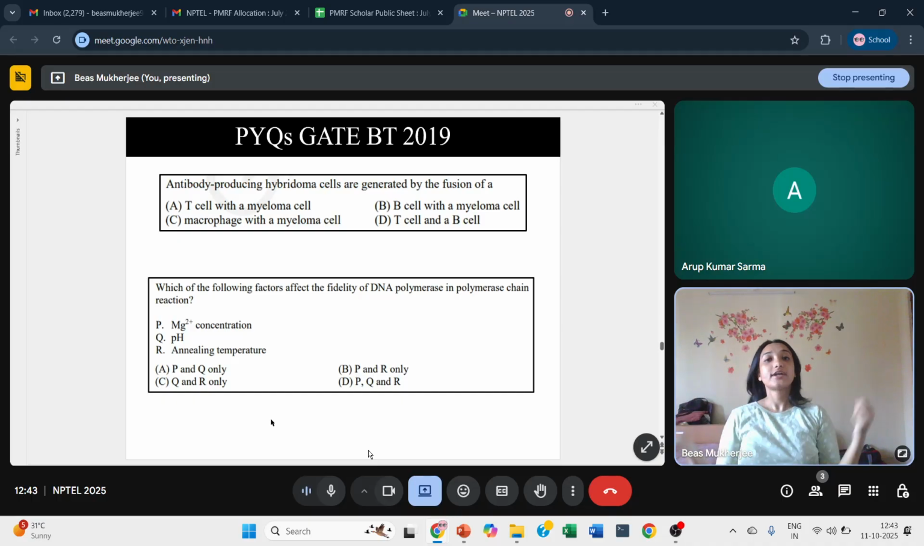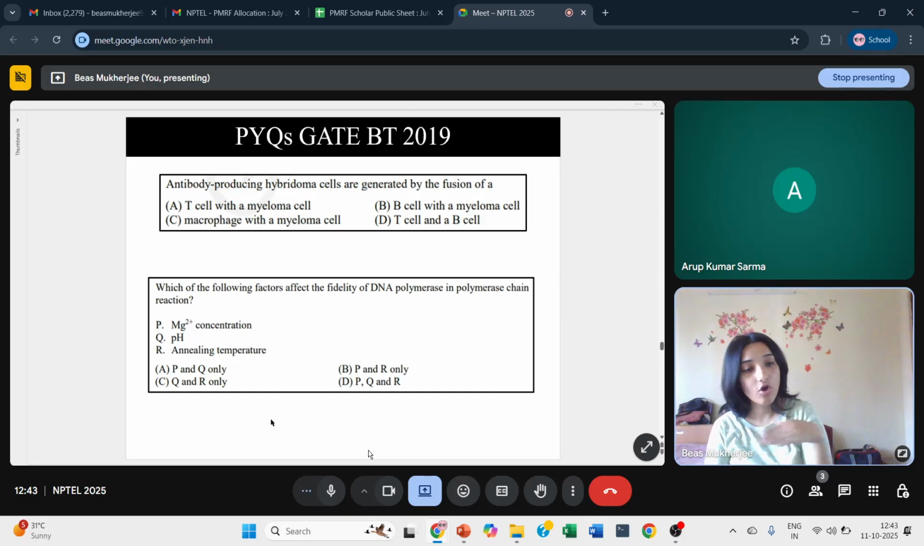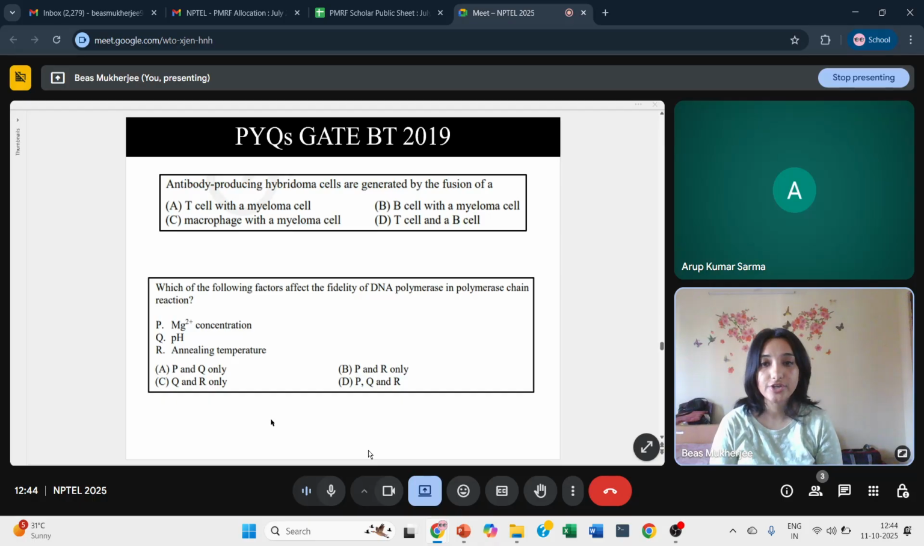Now, which of the following factors affect the fidelity of DNA polymerase in the polymerase chain reaction? What is fidelity? Fidelity means that, let's say there is an A at this particular position, an adenine. So it is going to add a thymine in the complementary strand that it is making. So that is fidelity. It will not make mistakes. And it is also going to hopefully follow, so that is processivity. So which of the following factors affect the fidelity of the DNA polymerase in polymerase chain reaction? Mg2 plus concentration, pH and annealing temperature.